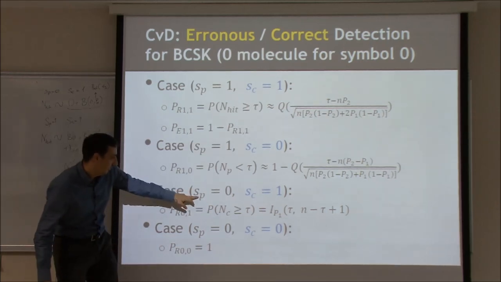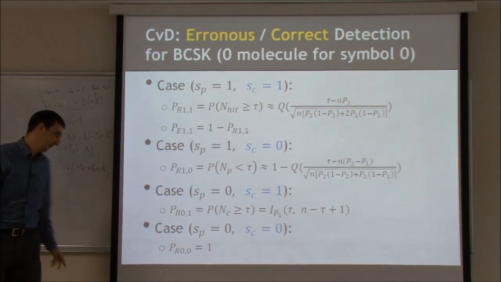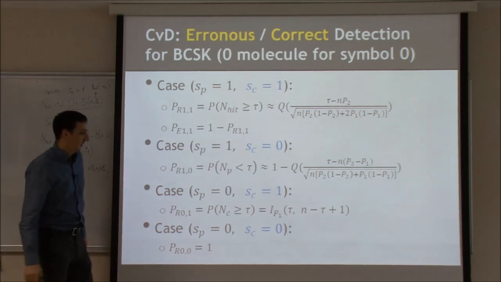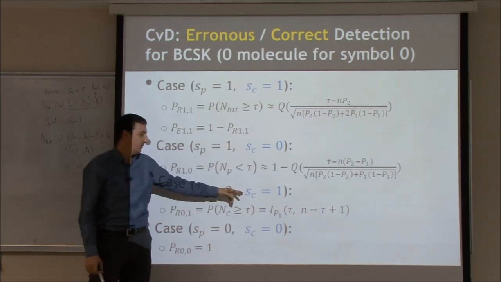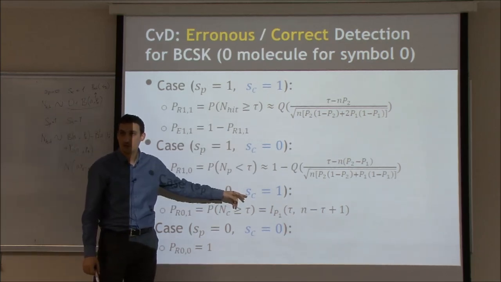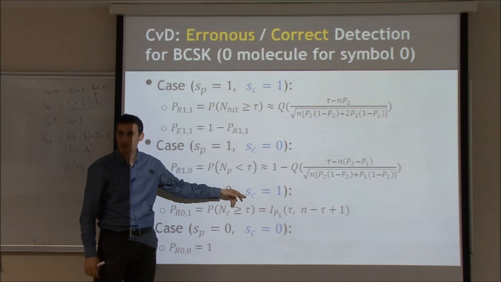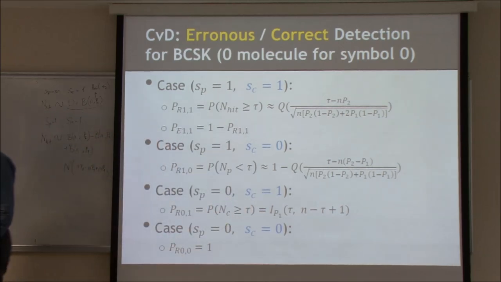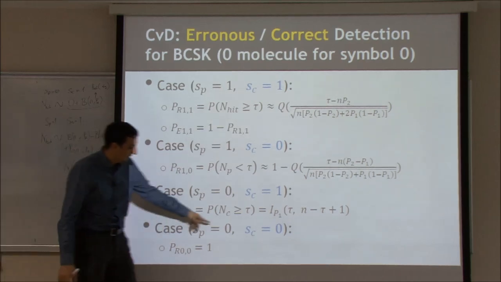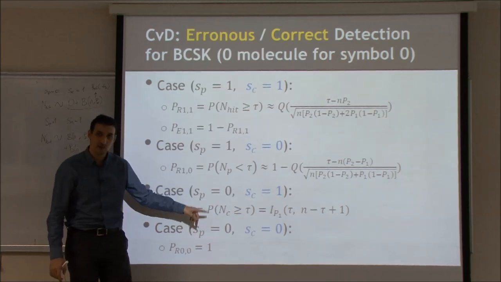For this case, we have n greater than threshold. Why? Again, no receiving molecules will be from previous. And only there is the current symbol. I released N molecules, which obeys a binomial distribution. So this is the tail probability of the binomial distribution. So we evaluate like this. For this case, you cannot make a mistake. Correct reception. You always correctly receive it.